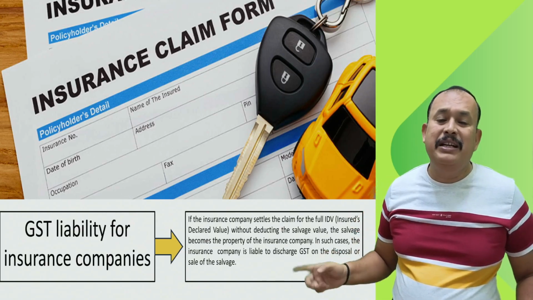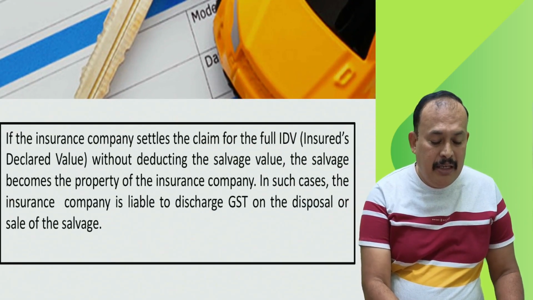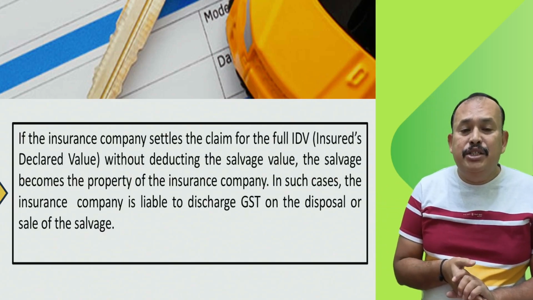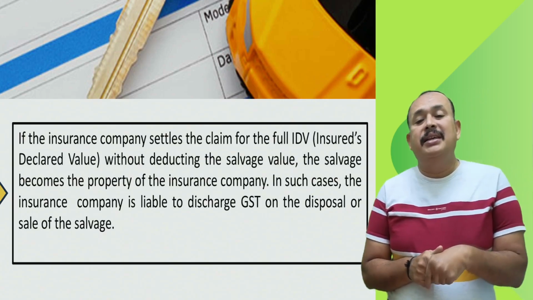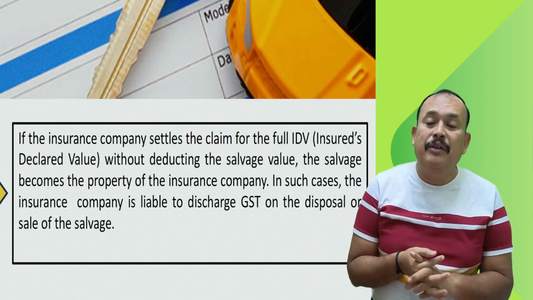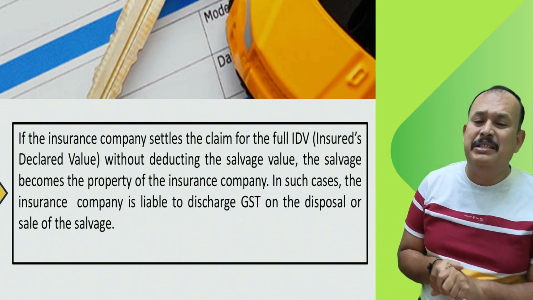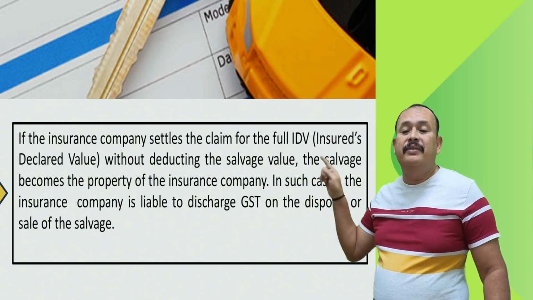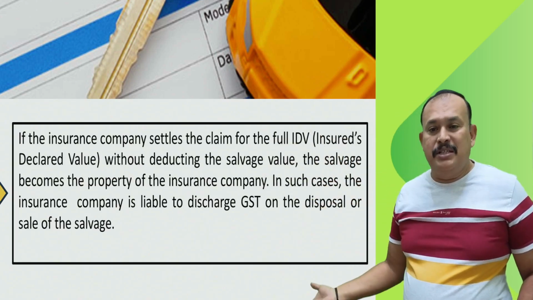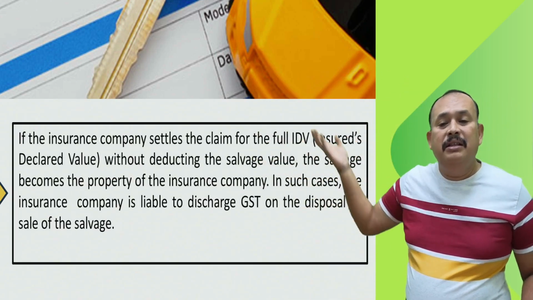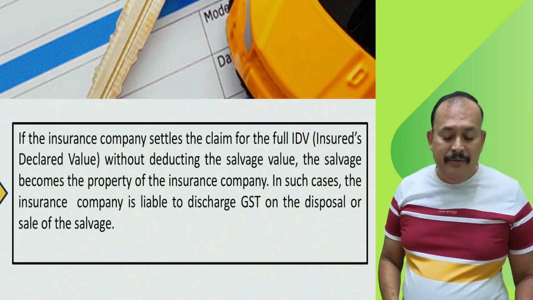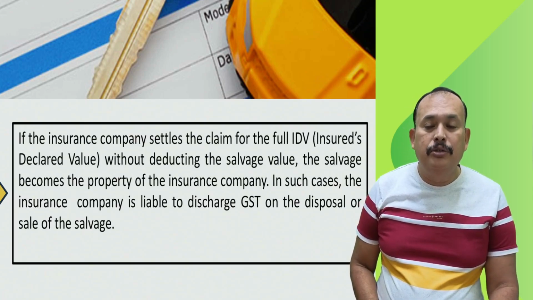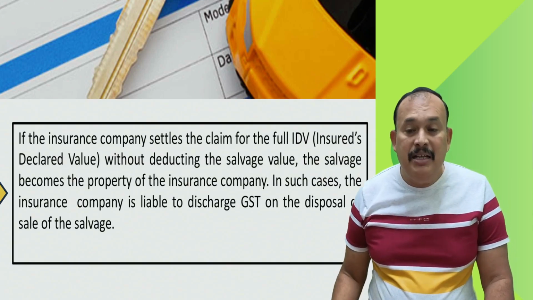So there is GST liability for insurance companies if the insurance company settles the claim for the full insured declared value without deducting the salvage value. The salvage becomes the property of the insurance company. In such a case, the insurance company is liable to discharge the GST liability on the disposal or sale of the salvaged vehicle. That means the damaged vehicle taken over by the insurance company, subsequently sold in the market, at that time is liable to pay GST. This is the way in which clarification was given by the CBIC in the recent past with regard to the damaged or salvage value of vehicles.